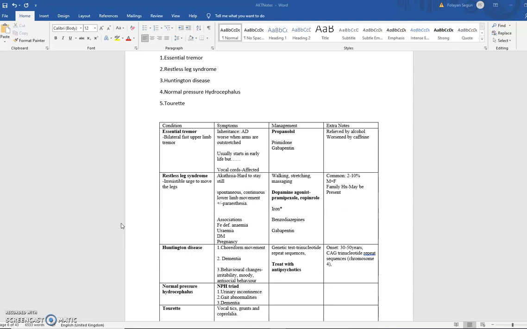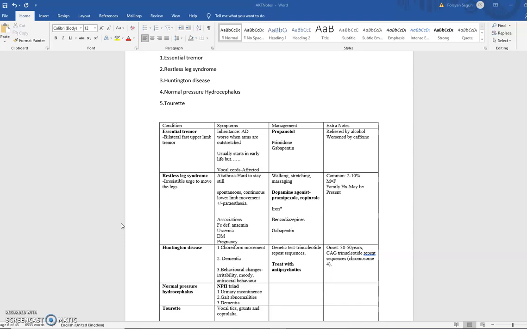First of all, I'll be talking about essential tremor. Essential tremor is a very important question. I've seen it in a lot of questions, including the AKT. And the beautiful thing about this topic is that if you know some basic facts about essential tremor, you'll be able to get a point easily off the AKT. Just a few things to know, and anytime you have a question on essential tremor, you can answer it. So what do we need to know about essential tremor?